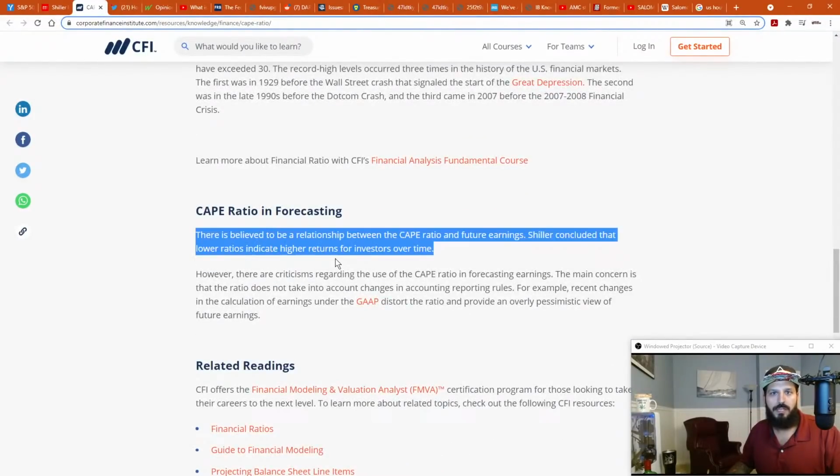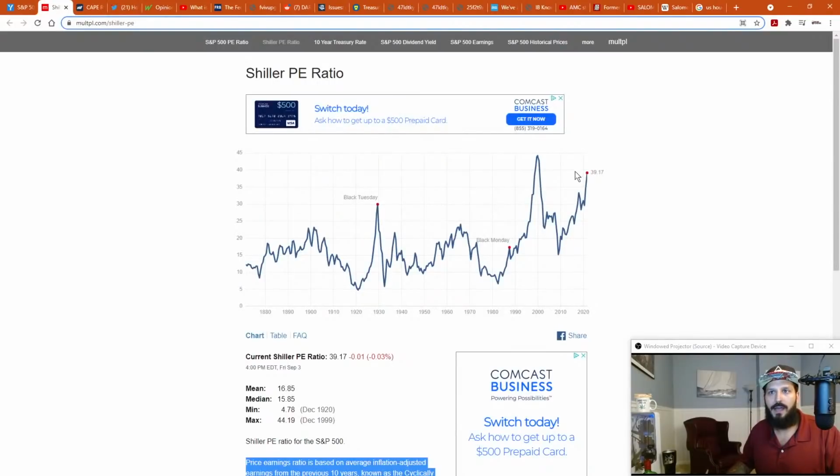Low ratios indicate higher returns for investors over time. So seeing this high is terrible, and this is the highest it's been in a long, long time. And look at what happened from beginning of this year till now. It has increased significantly by about 1/4. It has increased about 25%.